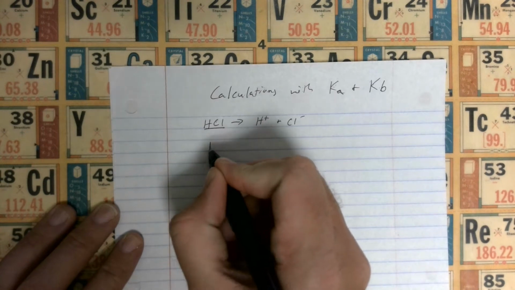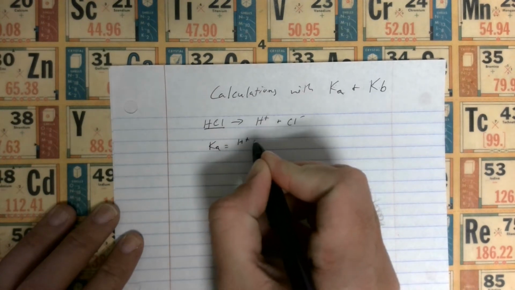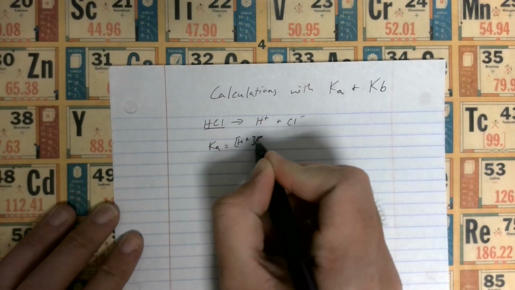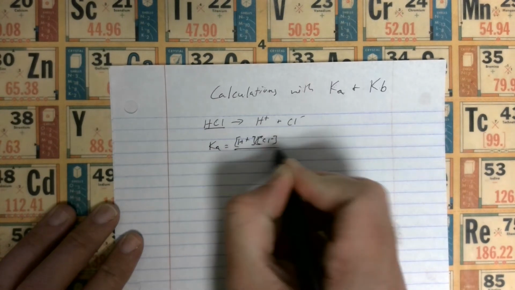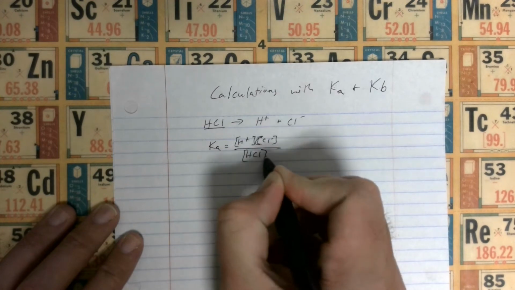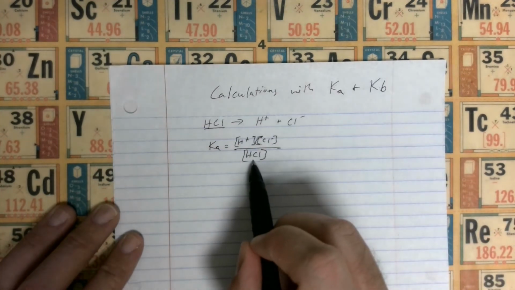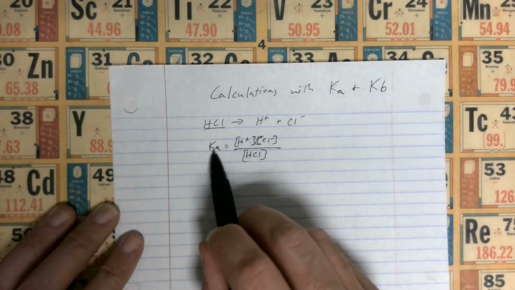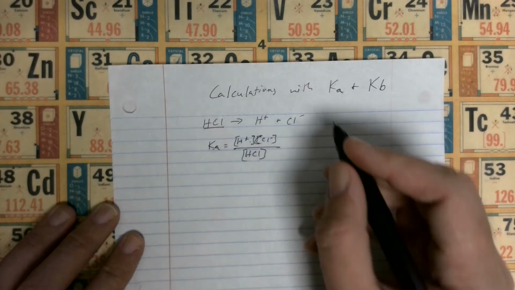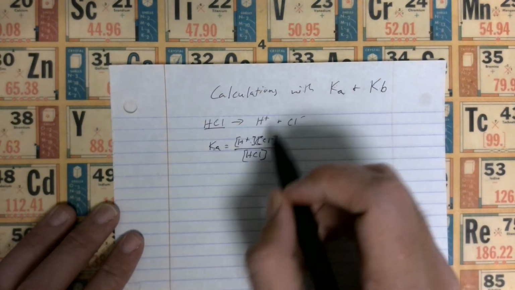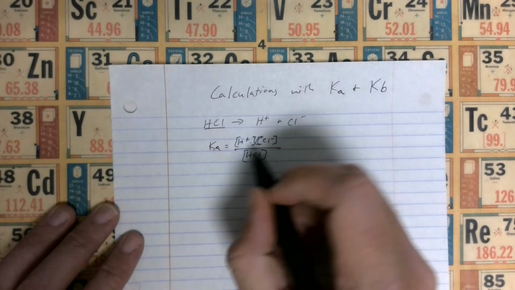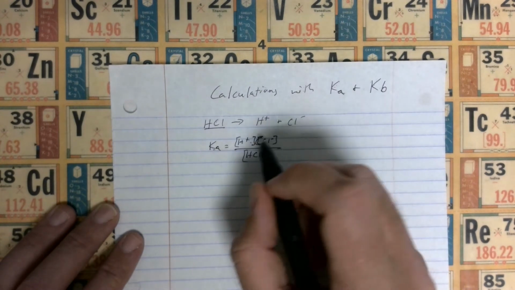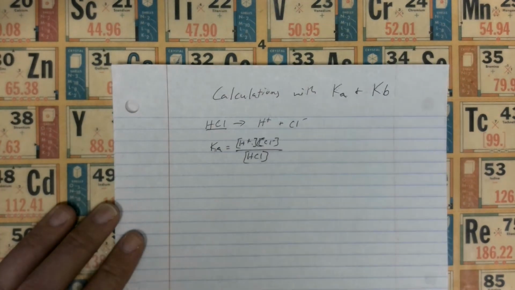And so if we do the Ka for that, if we write the expression, it's going to be H plus, Cl minus over HCl. This is going to be almost zero, or really close to zero, and these are going to be very large, so our Ka is going to be very, very large. So we don't even really bother with the Ka for strong acids or bases. We mainly focus on the weak acids and bases with the Ka.